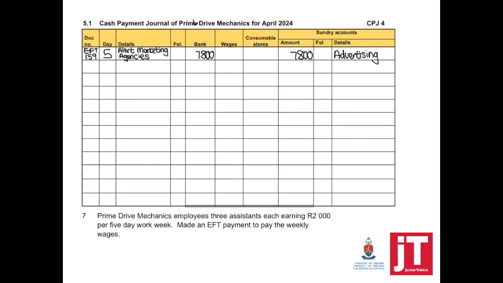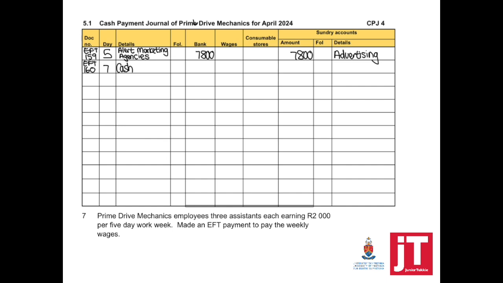Advertising. Day 7. Prime Drive Mechanics employs 3 assistants, each earning 12,000 per 5-day work week. Made an EFT payment to pay for weekly wages. We start with the source document EFT and the next number is 160. This happened on day 7 and we've paid our employees, and that's why my details are cash.